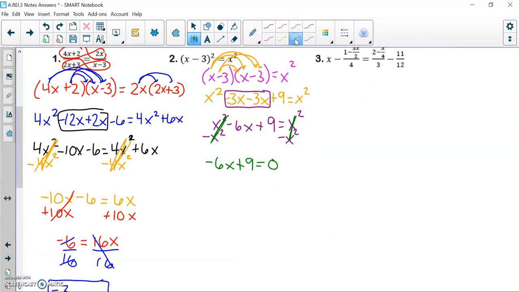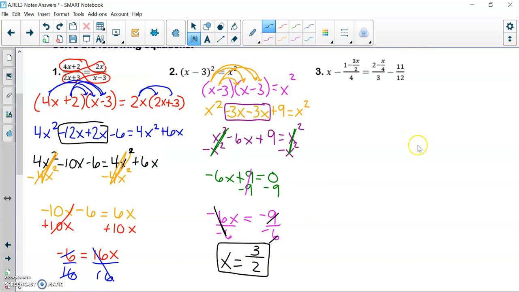So now I have my variable on one side. I'm going to get all the numbers over to the right side. I'm going to subtract 9 from both sides first. I have negative 6x is equal to a negative 9. And now I'm going to divide by negative 6 on both sides. A negative 9 divided by a negative 6 is going to turn into a positive. And a 9 and a 6 are both divisible by 3. 9 divided by 3 is a 3. 6 divided by 3 is a 2.